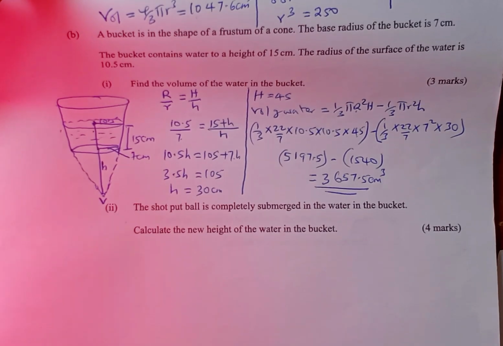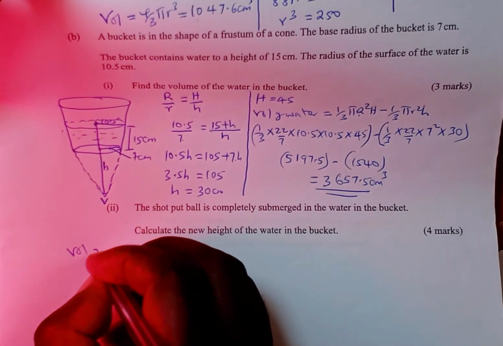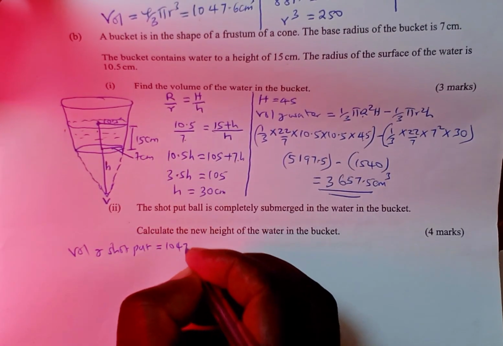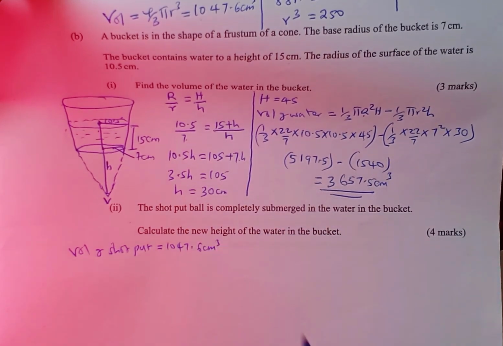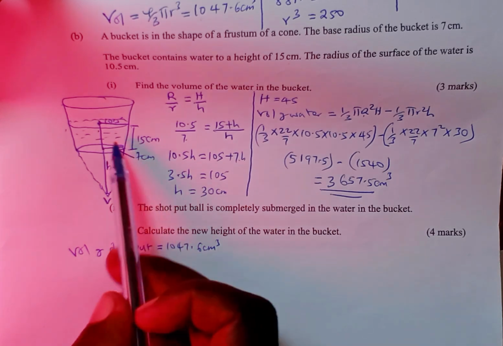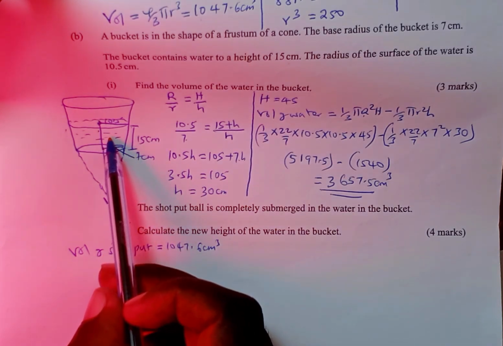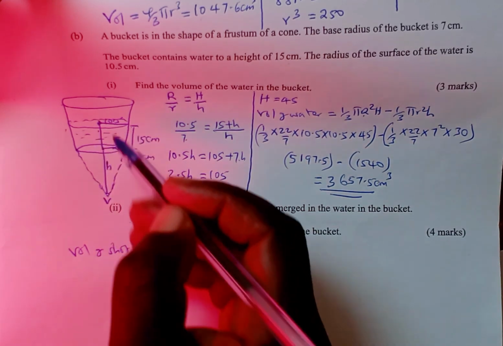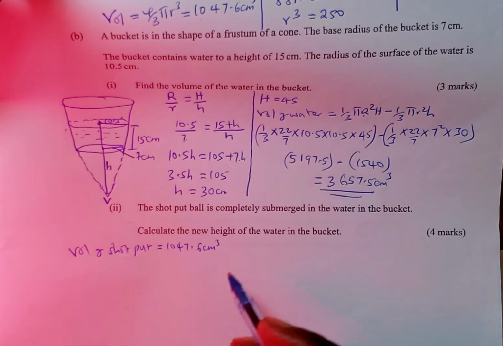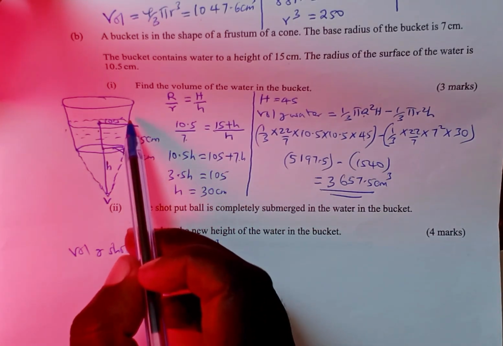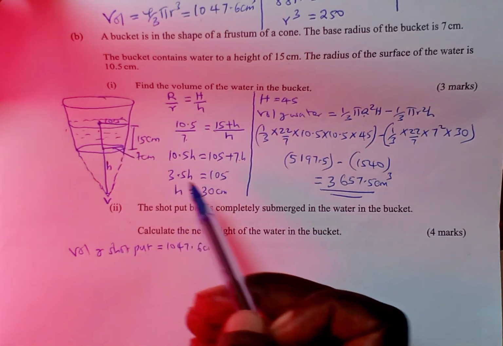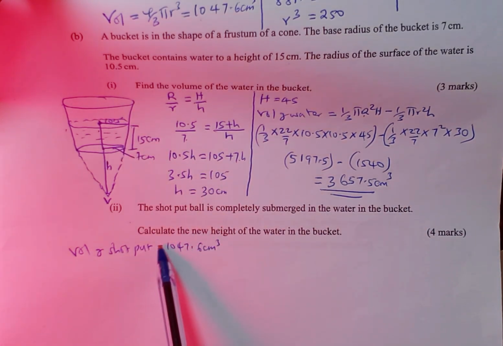So in this case, we know the volume of the shot put, which we calculated, was 1047.6 centimeter cubic. We are putting a shot put ball into this bucket, and of course the shot put is going to occupy the space, and therefore the water is going to rise a bit, giving us the new actual height of water in the bucket. So what do we do from here?